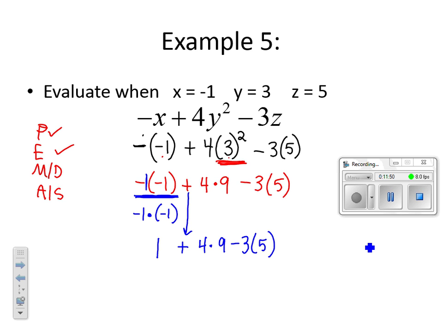Then I see 4 times 9 is 36, and 3 times 5 is 15. Sometimes we can do a couple of those right together. Don't get too carried away with that, though. You can make mistakes if you try to do too much at once. So we've got all the multiplication done. And now we can do our adding and subtracting. 1 plus 36 is 37, minus 15. 37 minus 15 is 22.